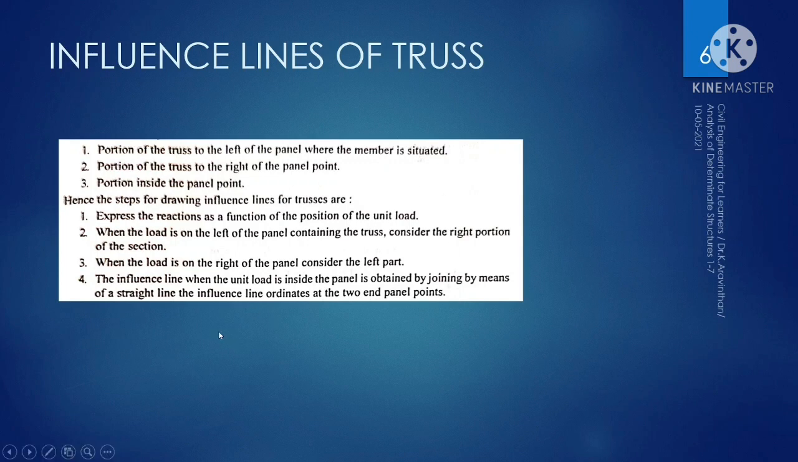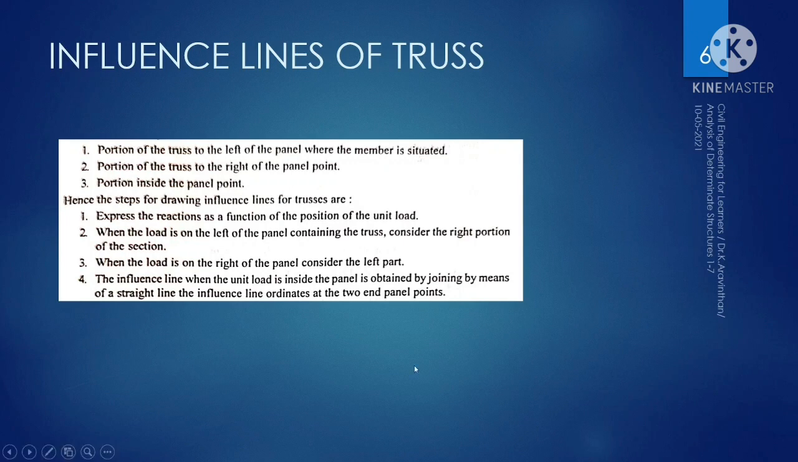The influence line when the unit load is inside the panel is obtained by joining by means of straight lines the influence line ordinates at the two end panel points. So if you are placing the load at one side and identifying the section, after getting these two values, if you combine them, you will get the influence line of the members.